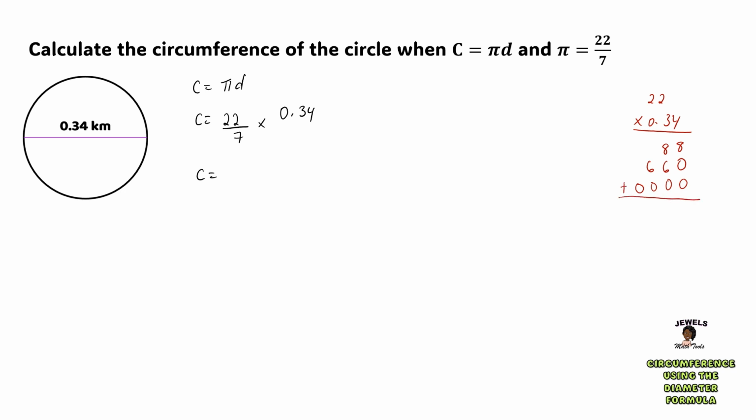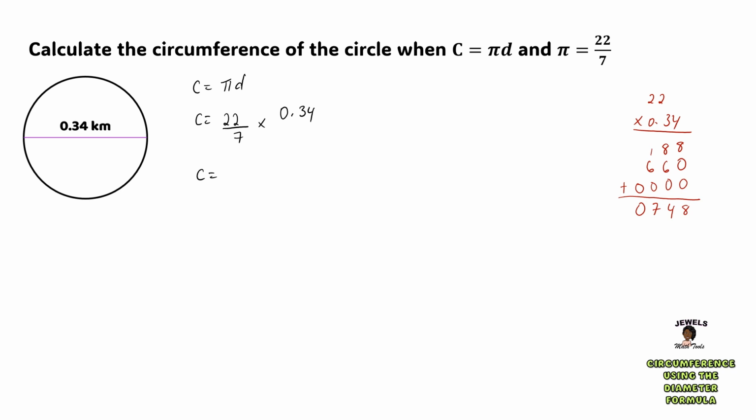So let's sum our numbers together. 8 plus 0 is 8. 8 plus 6 is 14. 14 plus 0 is equal to 14. We'll put our 4, carry the 1. 1 plus 6 is 7. 7 plus 0 is 7. And we'll bring down our last 0.